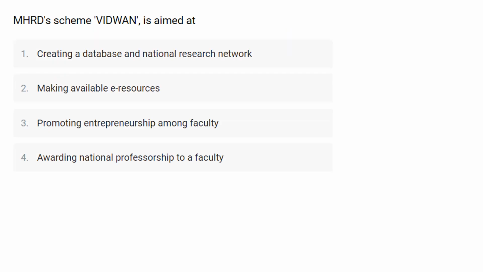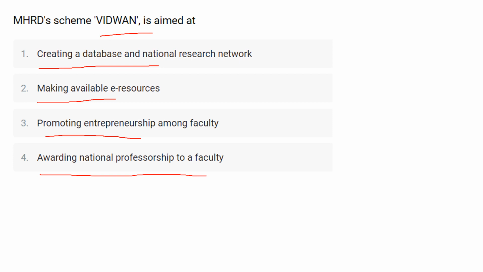The MHRD scheme Vidwan is aimed at what? The first option is creating a database and a national research network. The second is making available e-resources. The third is promoting entrepreneurship among the faculty. And the last is awarding a national professorship to the faculty.